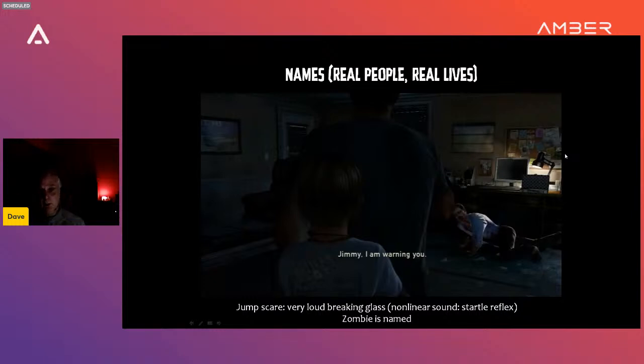Here comes Jimmy. Zombies named. These aren't just monsters. These are people. We are anthropomorphizing them. We're giving them names. This is Jimmy. You see this all the way through. It's really, really well done.